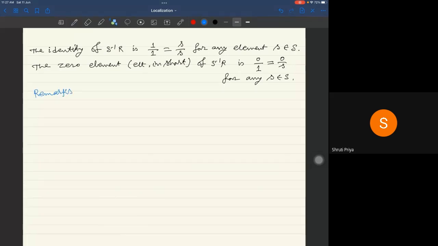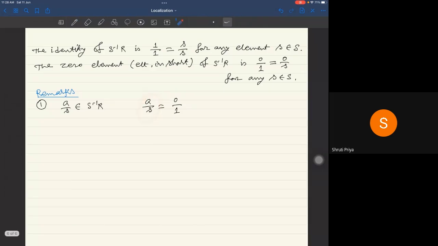I have these remarks. First one, consider an arbitrary element in S inverse R. Now, when is it the zero element of S inverse R? The zero element has this representative 0 by 1. Can you tell me when this a by s is the zero element?